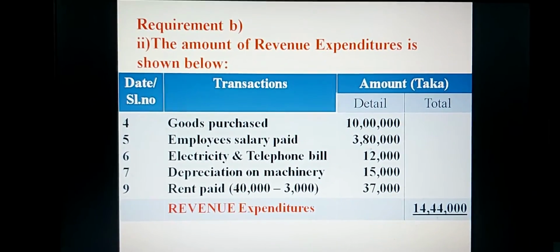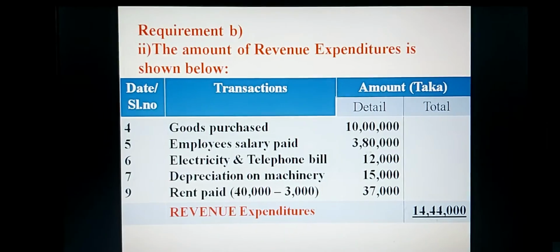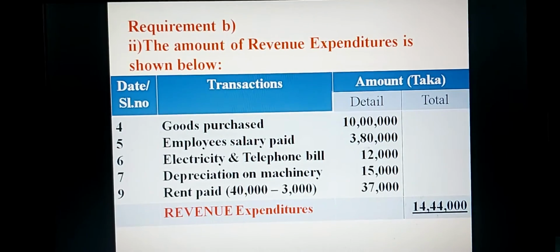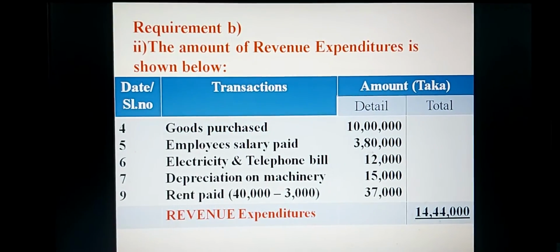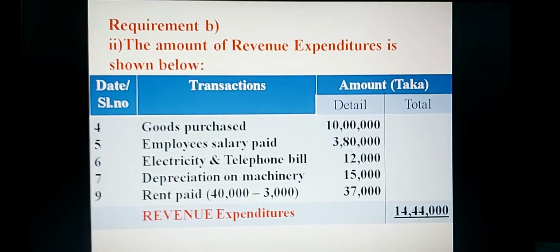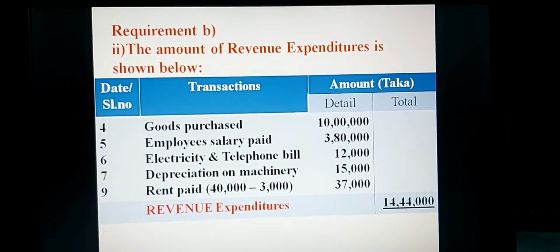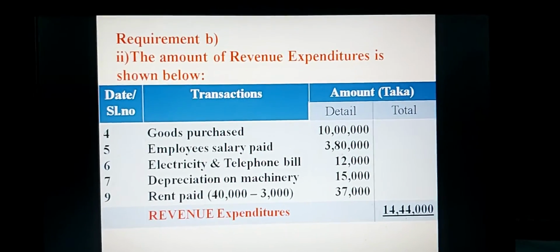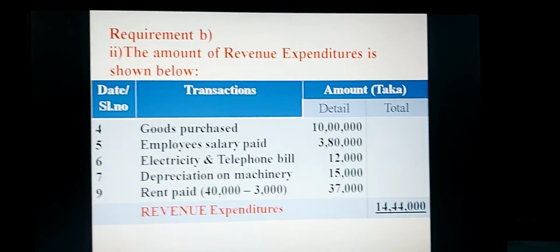Number 7, depreciation on machinery. You know that depreciation is the deducting or reducing amount of any fixed asset. So this is an amount of revenue expenditure, 15,000 in this case. Serial number 9, rent paid. The total amount is taka 40,000, but we can write 37,000 because 3,000 is for the previous year. For this year's revenue expenditure, it is 40,000 minus 3,000, that is 37,000.